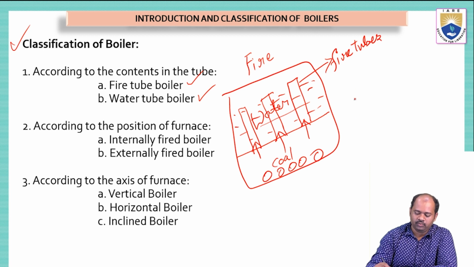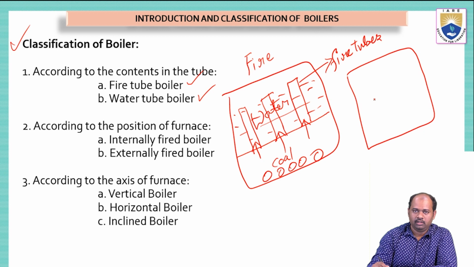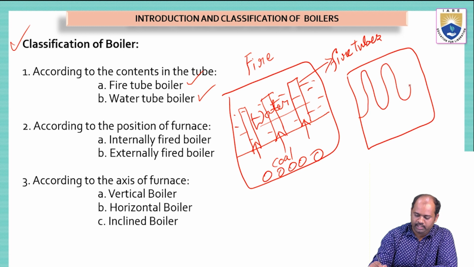And in the water tube boiler, it happens in reverse. In a water tube boiler, we have a set of tubes that are aligned like this.